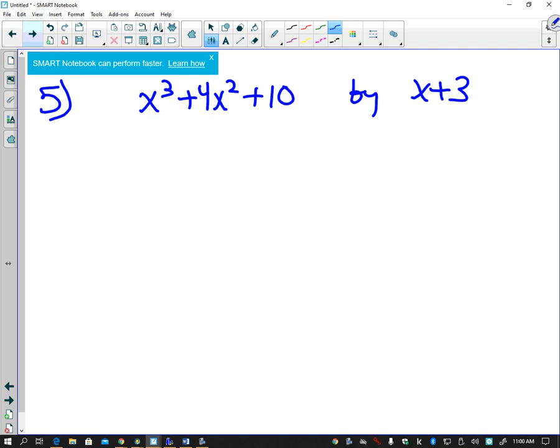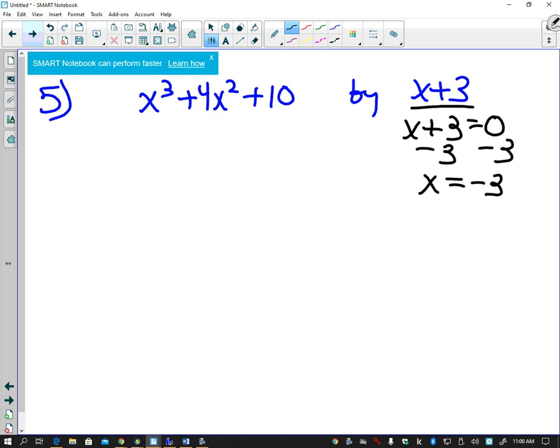I can use synthetic division anytime I'm dividing by something that can be solved. x plus 3 can be solved because we can take x plus 3 equals 0 and replace x with negative 3. Does that make sense? You can't solve it if it's squared, so if it's a quadratic, you can't. It has to be x plus or minus a number in order to use synthetic division. Using synthetic division is going to be way easier. I can show you both ways.